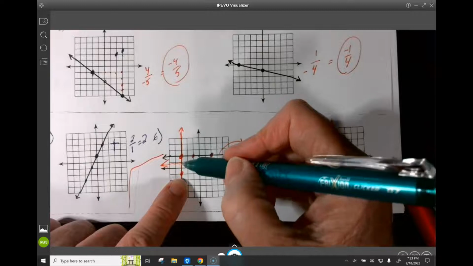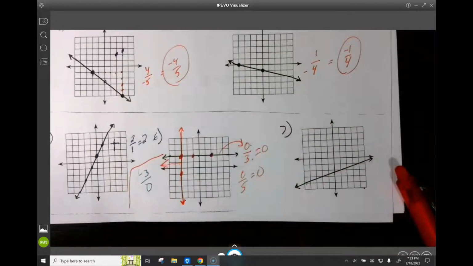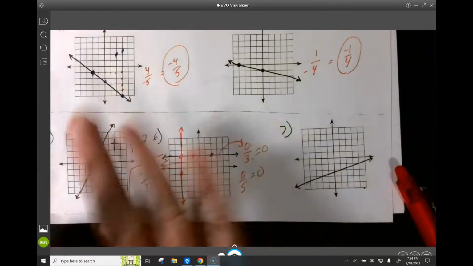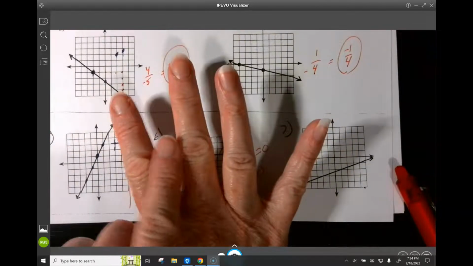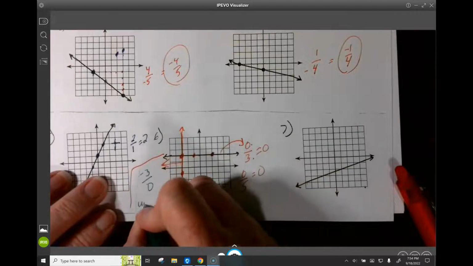How much up and down? 1, 2, 3. So I went down 3. How much did I go? 0. When I have 0 in the denominator, what happens? You might not know. Well, we can't divide by 0. How do you break something up? How do you have like 5 items divide by 0? Well, you're not dividing. So how does that work? This is what's called undefined.